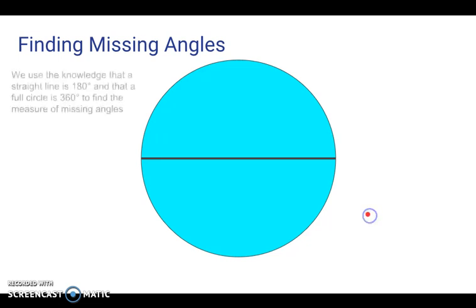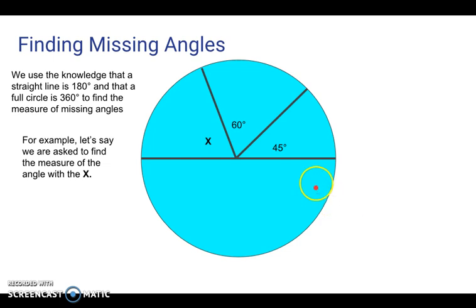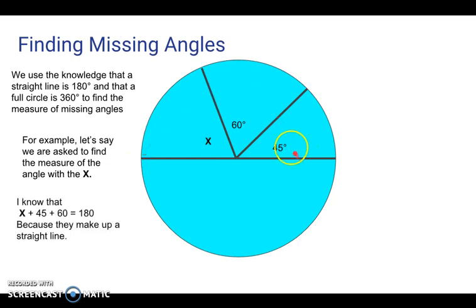All right, let's see how we can find the missing degrees here. I know that this half right here, just to get this whole straight line, is 180 degrees. If I want to find this x, all I have to do is say, what's 180 minus this 45 and minus that 60 degrees? And then I say, oh, 75. Because 75 plus 60 plus 45 adds up to be 180 degrees.